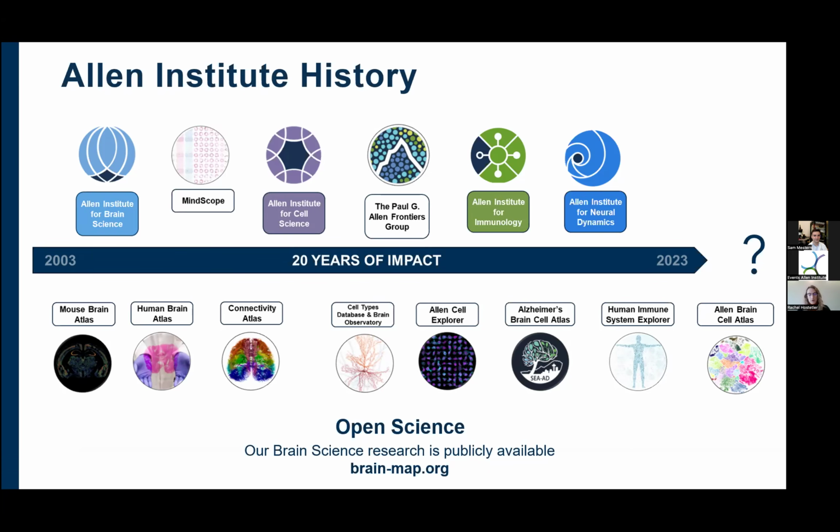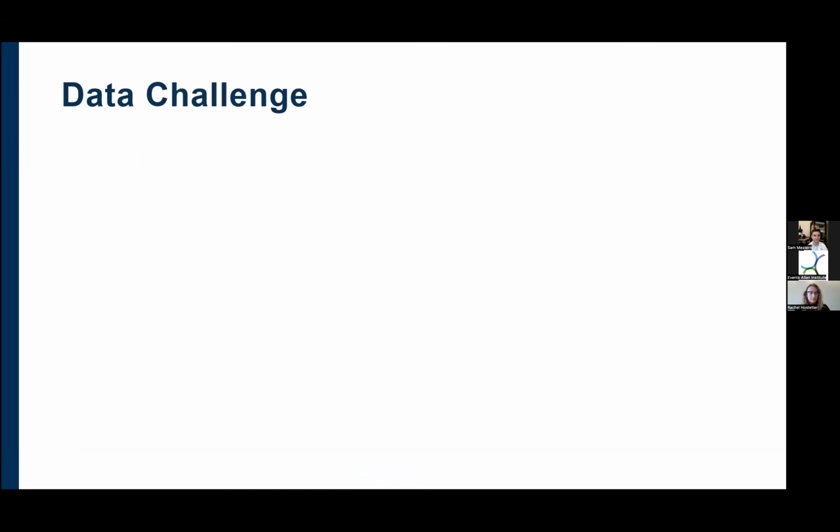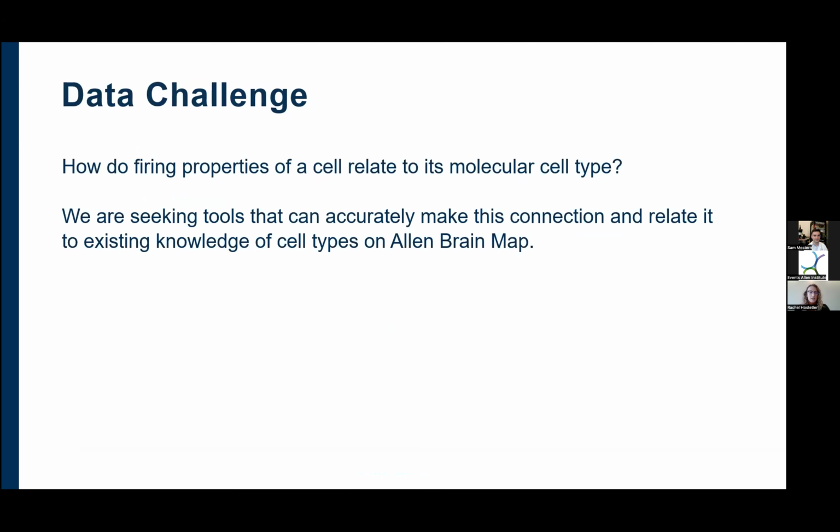And in the spirit of open science, we also believe in doing data challenges and getting others to interact with the data that we have produced. That's the spirit of this data challenge that we called MapMySpikes. The challenge was centered around this question: how do firing properties of a cell relate to its molecular cell type? The request was, we are seeking tools that can accurately make this connection and relate it to existing knowledge of cell types on Allen Brain Map.